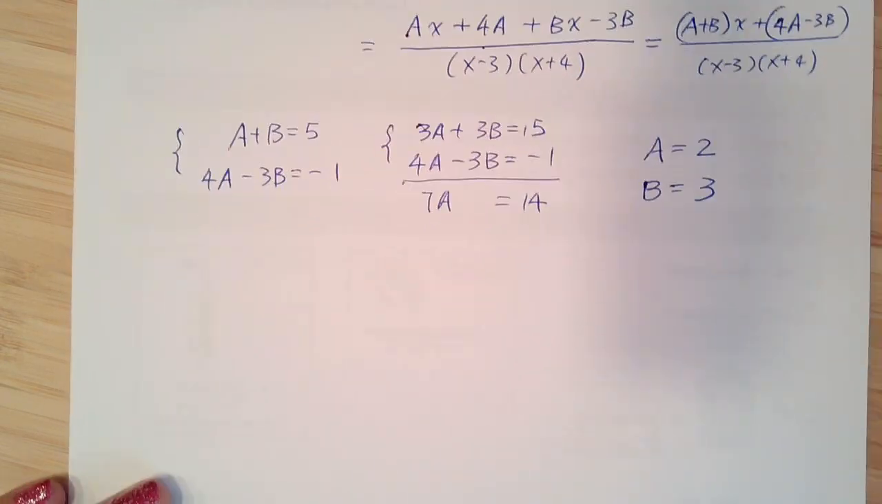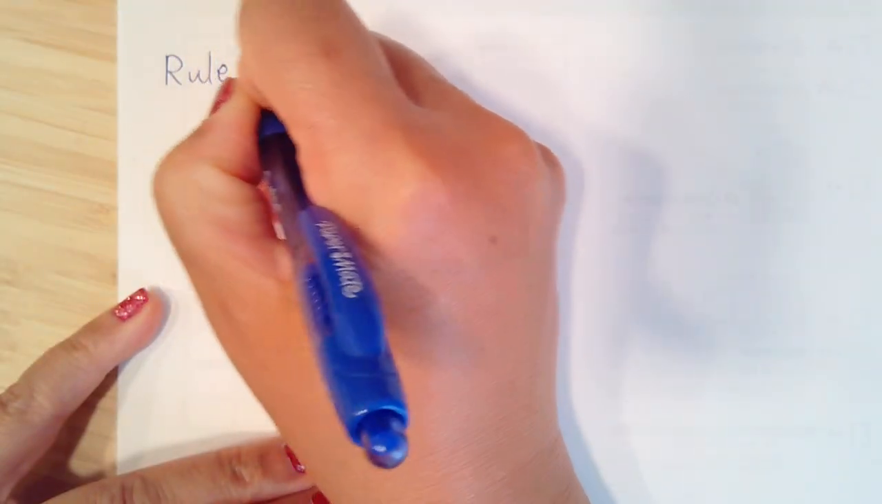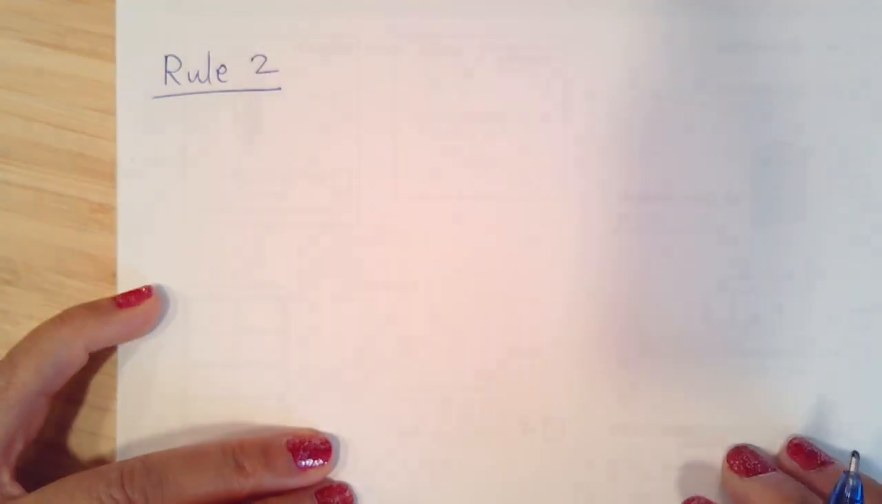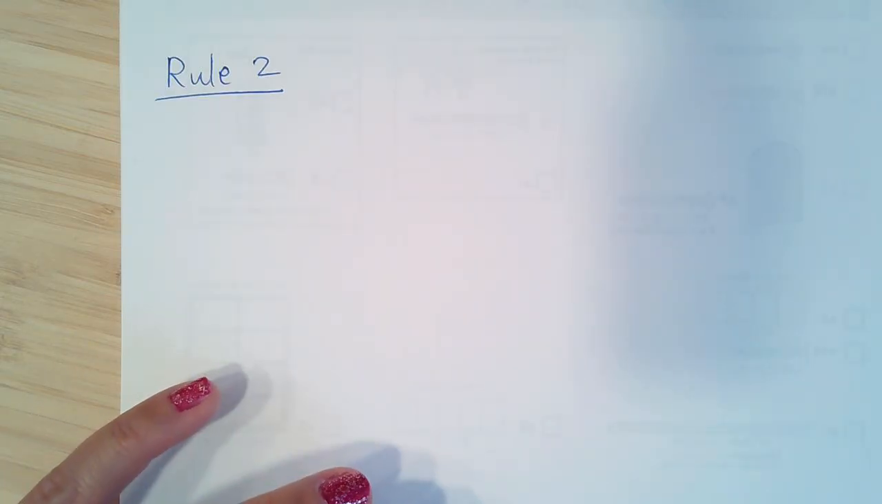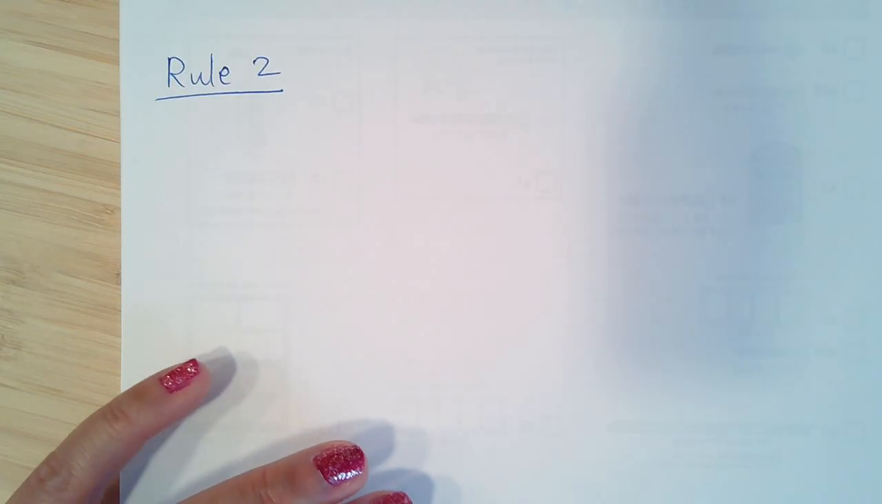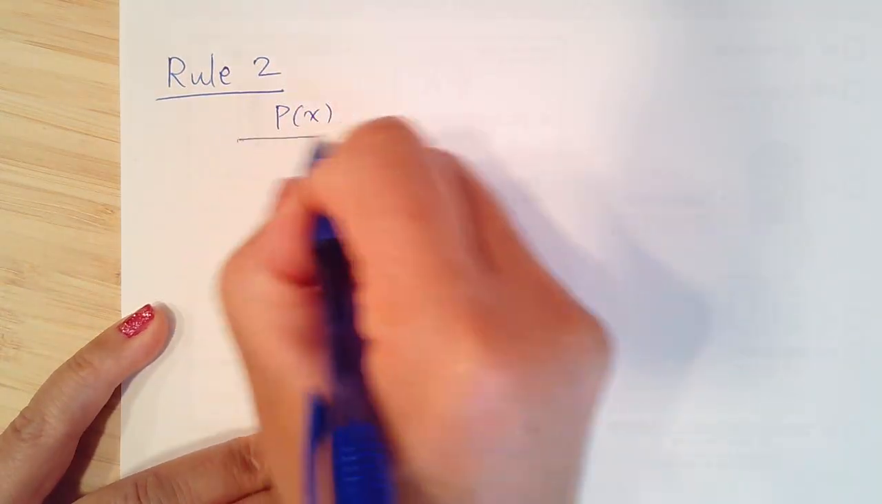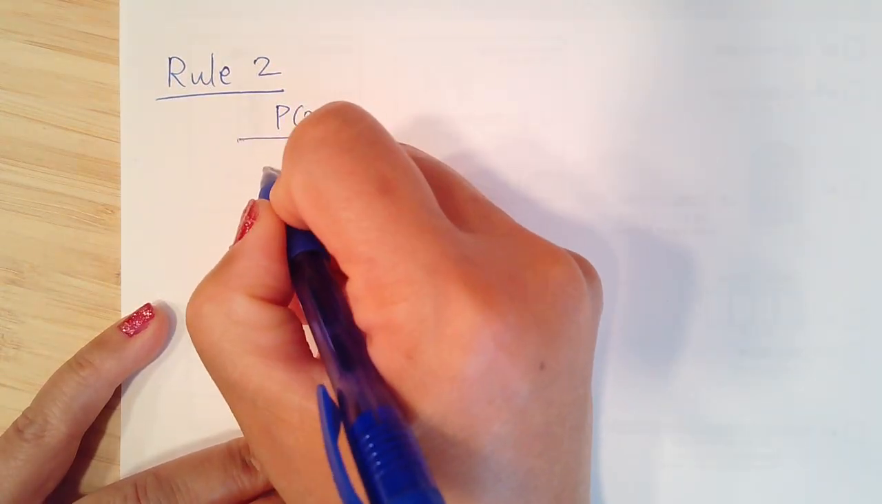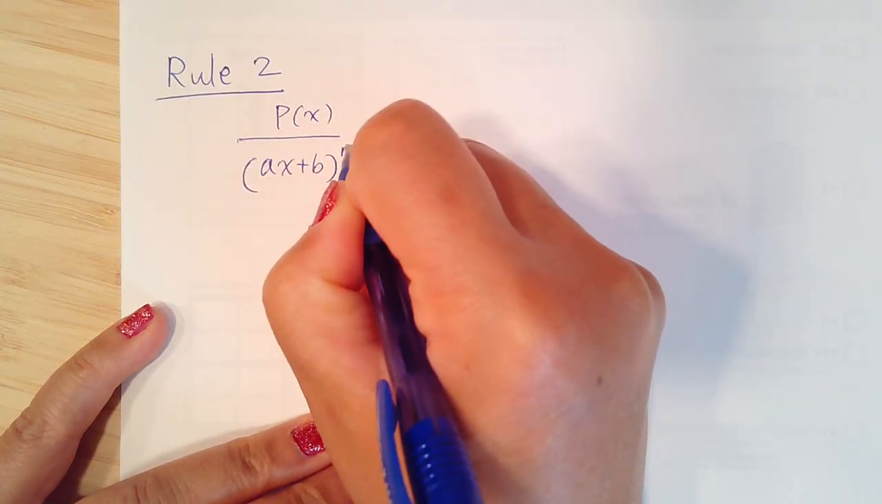Okay, we're going to do rule number 2. A different rule will be applied to a different situation. So what is rule number 2? Rule number 2 is, if you have a numerator here, I don't know, and the denominator you have ax plus b to the nth power.